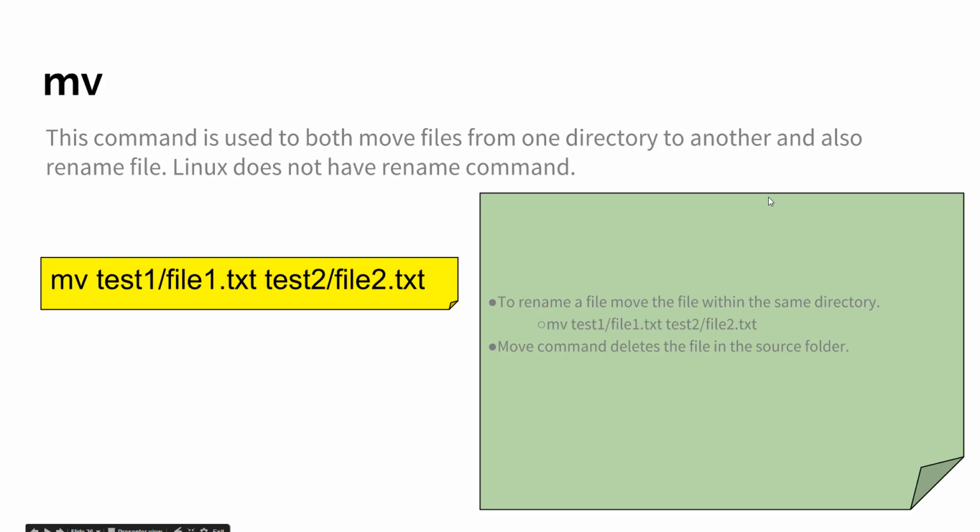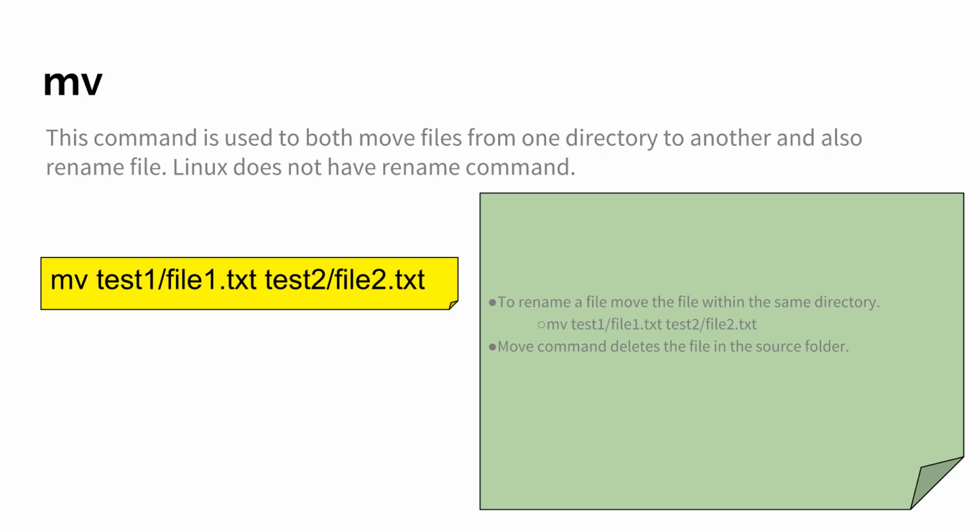And then the next, the move command. The move command is used to move files from one directory to another directory. So when you move, it means the file is deleted from the source directory or source location, and then it is recreated in the destination folder.